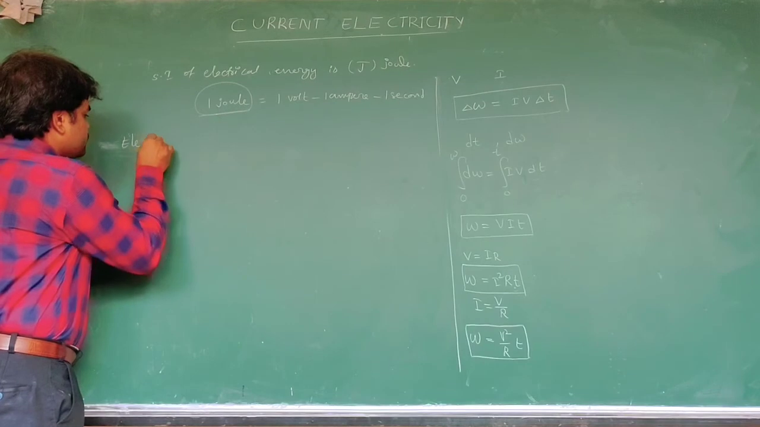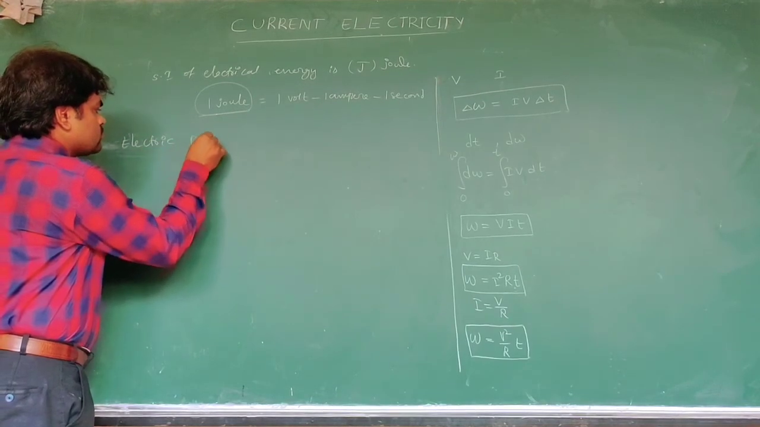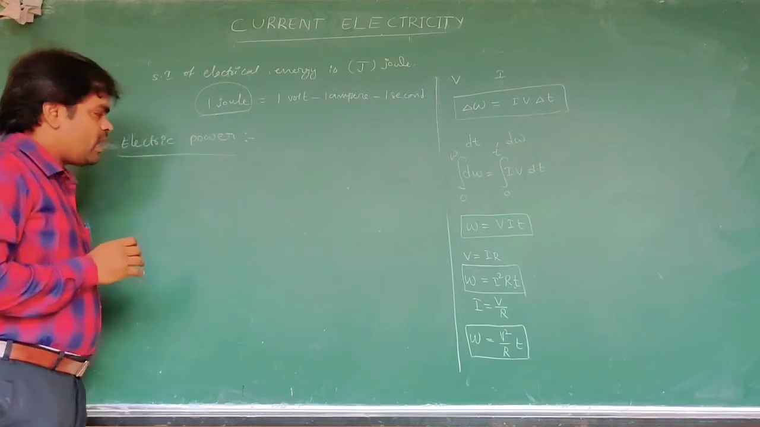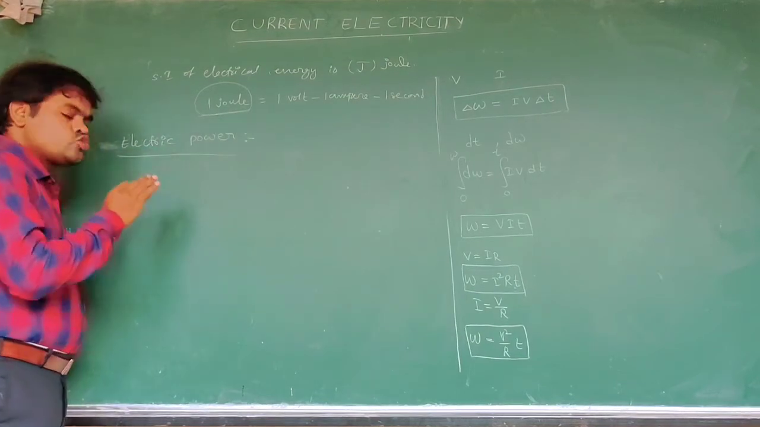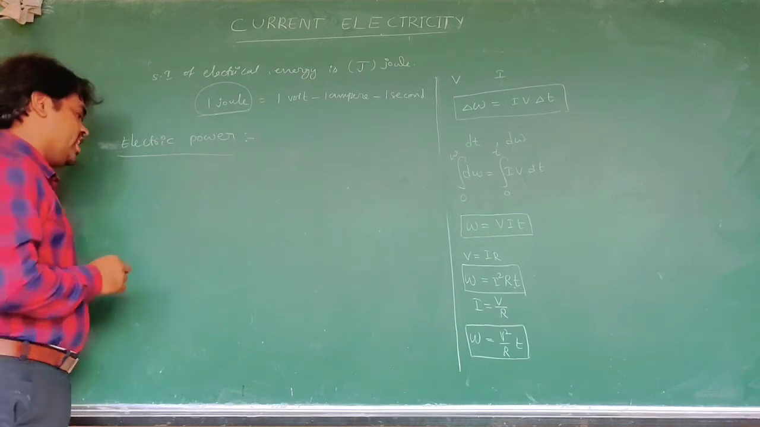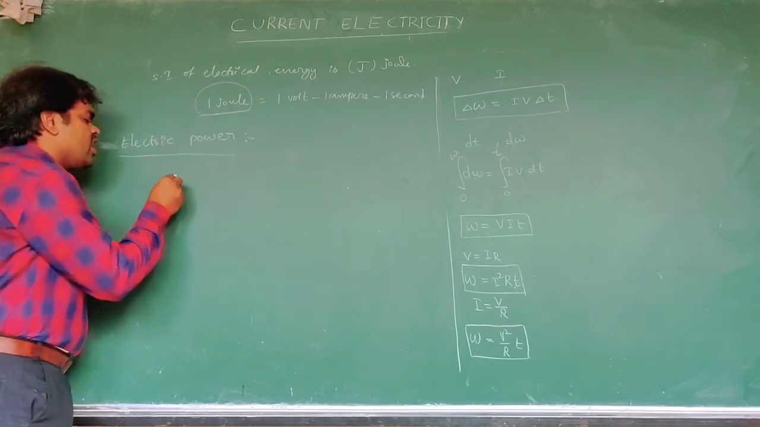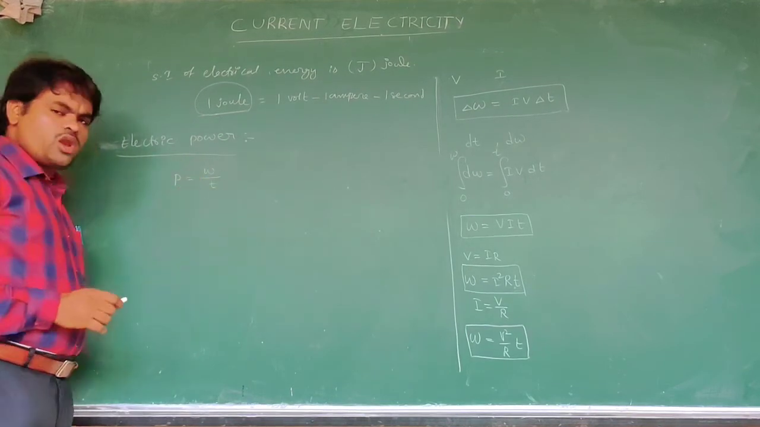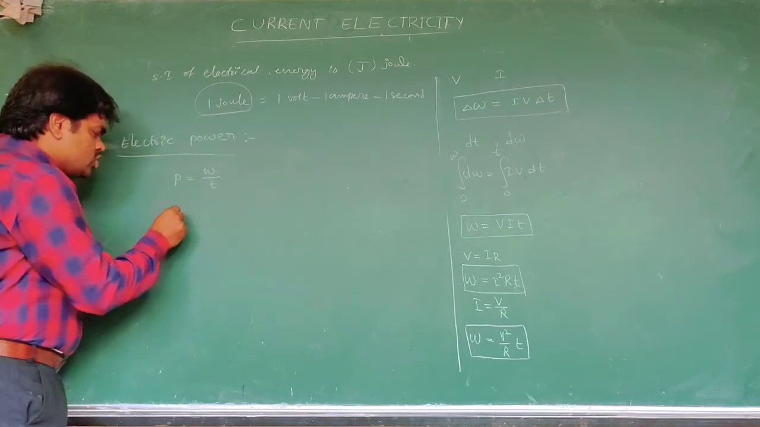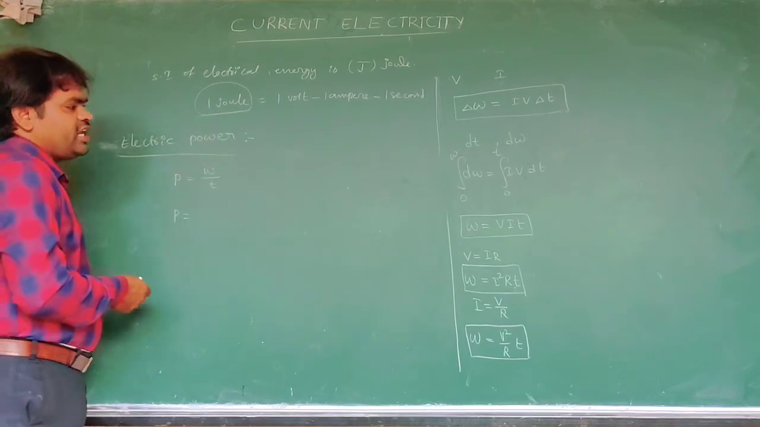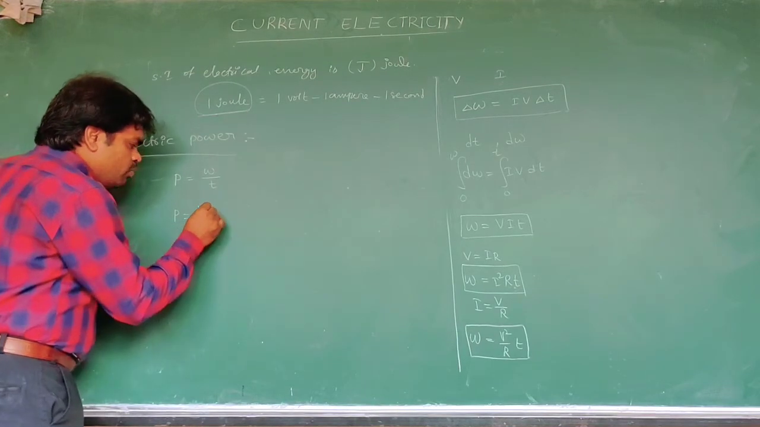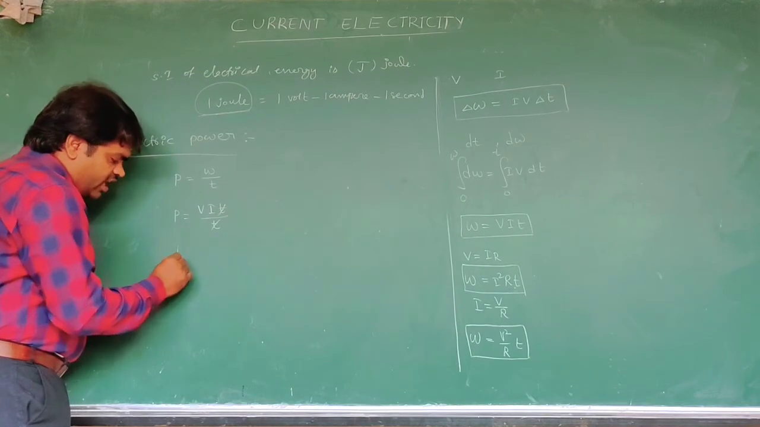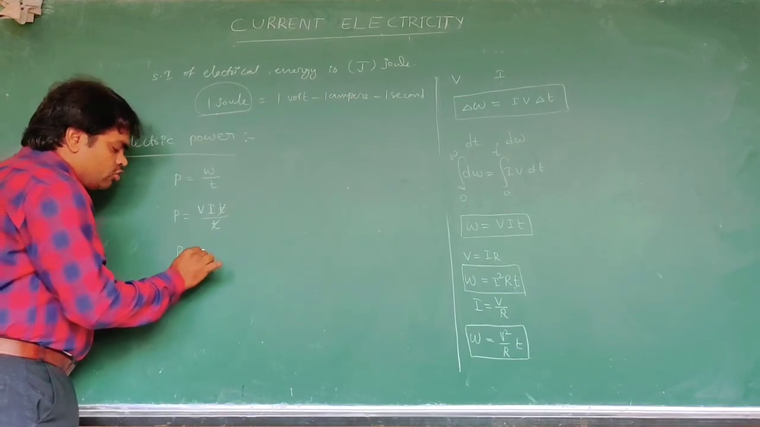Electric power. Electric energy supplied per unit time to maintain electric current through the conductor. That means simply we say the rate of work done, the rate of electrical energy, is called power. Now we know P is equal to electrical energy by time. The electrical energy formula is VIT, divided by T. T cancels. Then electric power, P is equal to VI.